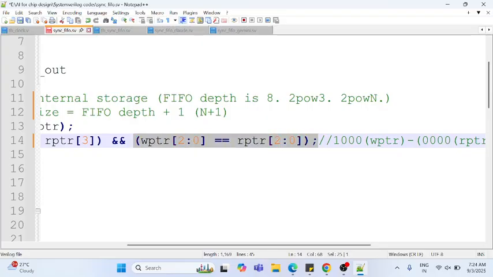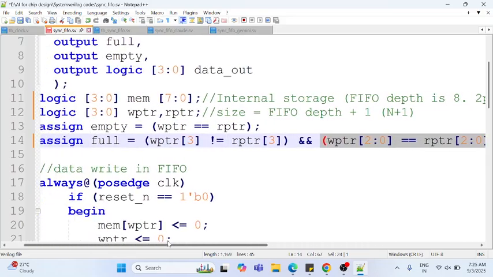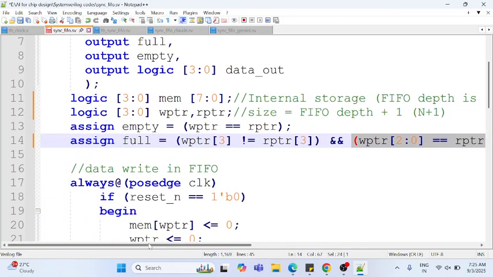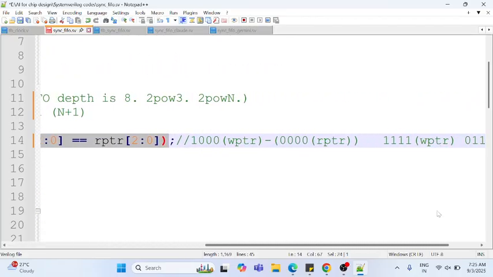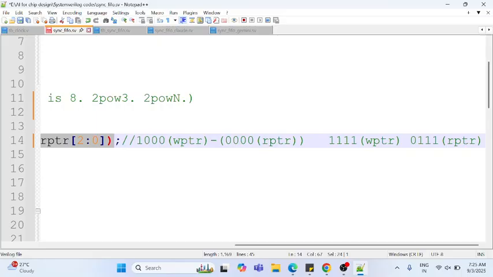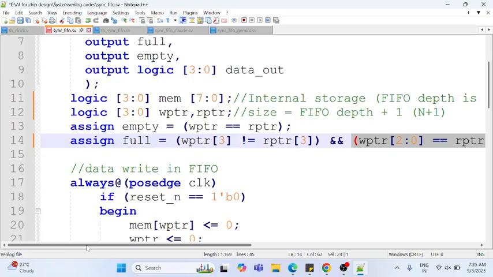When write pointer of 2:0 equal to read pointer of 2:0, and write pointer of 3 not equal to read pointer of 3, that means now you have written the data in all the locations. Now you have to read it. That is the meaning of this.